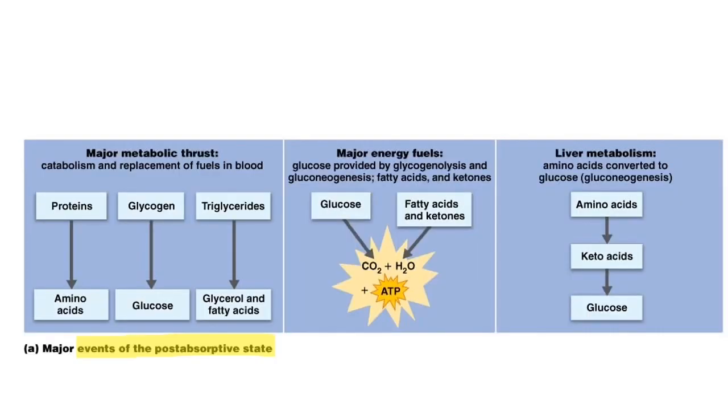This figure illustrates the events of the post-absorptive state. During this state, catabolism occurs. Proteins, glycogen, and triglycerides are broken down into their building blocks. The major fuel during this state will be glucose for your brain, as well as alternative energy sources such as fatty acids and ketones for other cells. Glucose levels are maintained by glycogenolysis as well as gluconeogenesis. In addition, the liver is metabolizing amino acids to convert the amino acids into glucose. This is going to involve transamination, oxidative deamination, and ketoacid modification to ultimately produce the glucose.